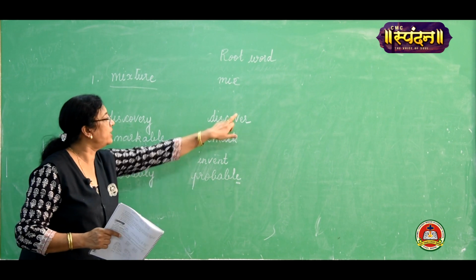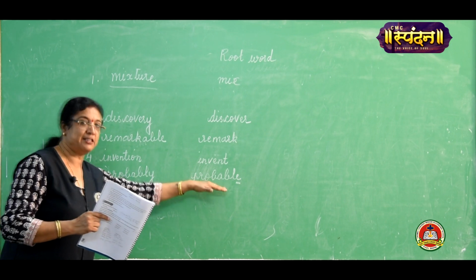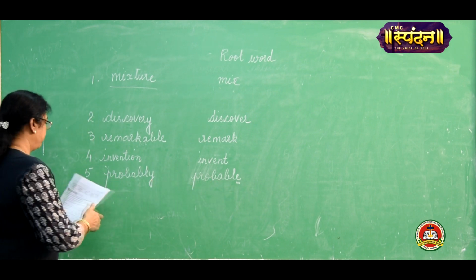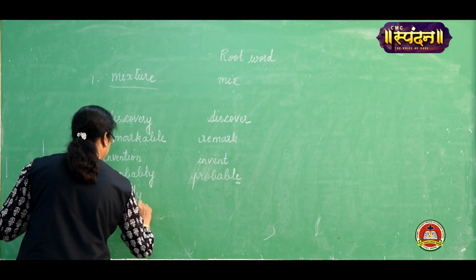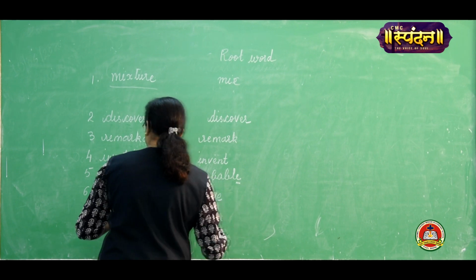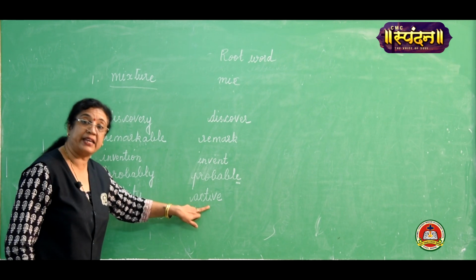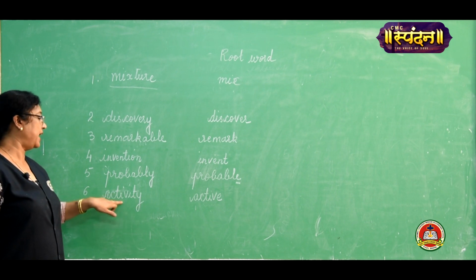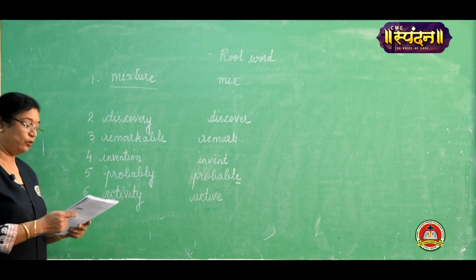So here E is there, and here nothing was there. Directly the answers were coming, but here in probable E is there, and then we have to write it down, because this is the base word and this is the word which was given, and they are asking for the root word. So this is the root word of probably. Same thing. Now active, this is activity. What is the root word for activity? Active, A-C-T-I-V-E. Here E is there, but here E is not there. We have written A-C-T-I-V-I-T-Y. So the root word is active, and the main word here is activity.